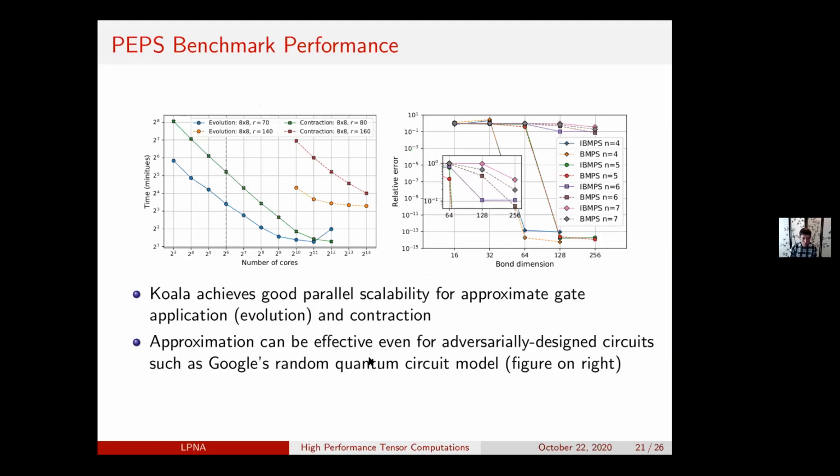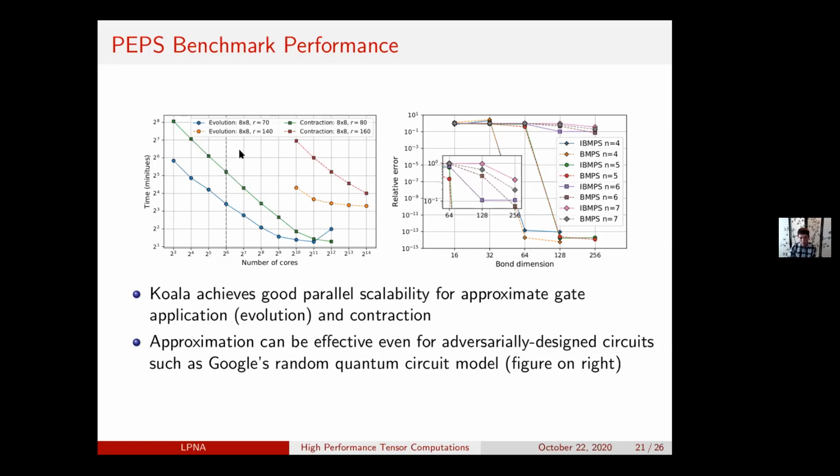But I will give you a little bit of the results that we talk about there. One thing we study is the extent to which we achieve strong scalability for evolution. So that's application of a gate to a tensor network state, as well as contraction, which is the contraction of two PEPS. And we see that for both operations, we achieve reasonably good strong scalability, although as usual, at some point we level off. And as we go to higher problems, we do this better.